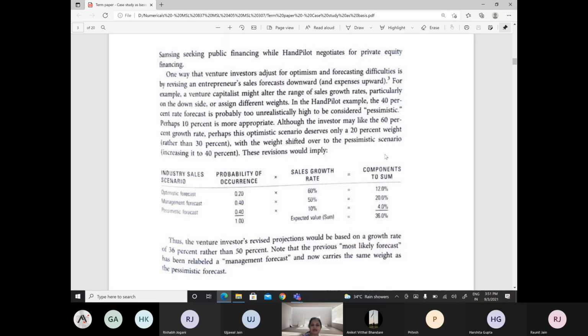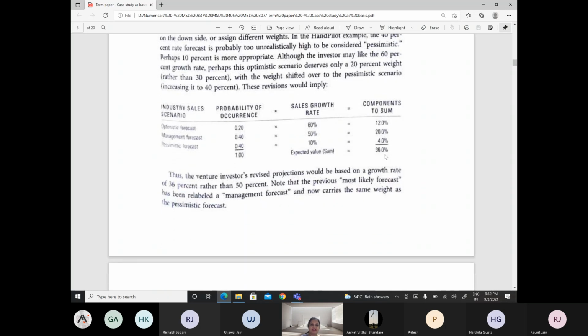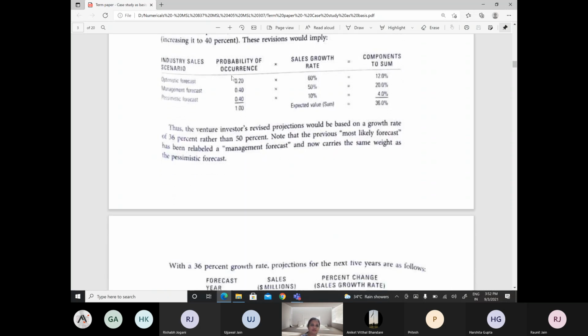Perhaps 10% is more appropriate. Although the investor may like the 60% growth rate, perhaps this optimistic scenario deserves only a 20% weight rather than 30%, with the weight shifted over to the pessimistic scenario, increasing it to 40%. So what your VCs can do is suggest something like this: instead of giving your optimistic forecast 30% probability, they bring it down to 20%. And instead of giving the pessimistic forecast 30%, they bring it up to 40%.